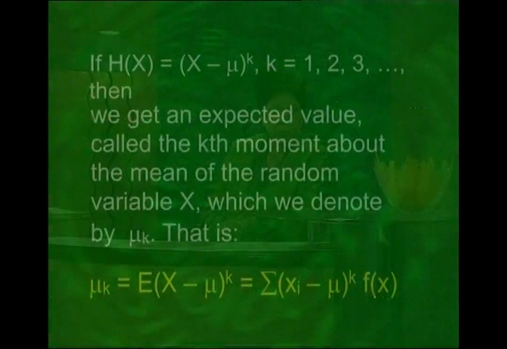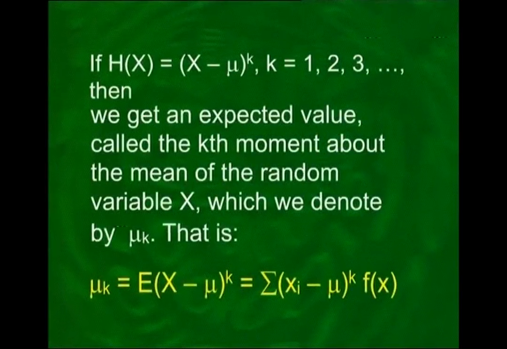As you now see on the screen, if h of x is equal to (x minus mu) whole raised to k, then we get an expected value which is called the kth moment about the mean, and it is denoted by mu k. That is, mu k is equal to sigma (x minus mu) whole raised to k into f of x. Ab iske andar bhi, of course, hum k ki values change kar sakte hain. We can put k equal to 1, 2, 3, 4, and we will get mu 1, mu 2, mu 3, and mu 4, the first four moments about the mean.